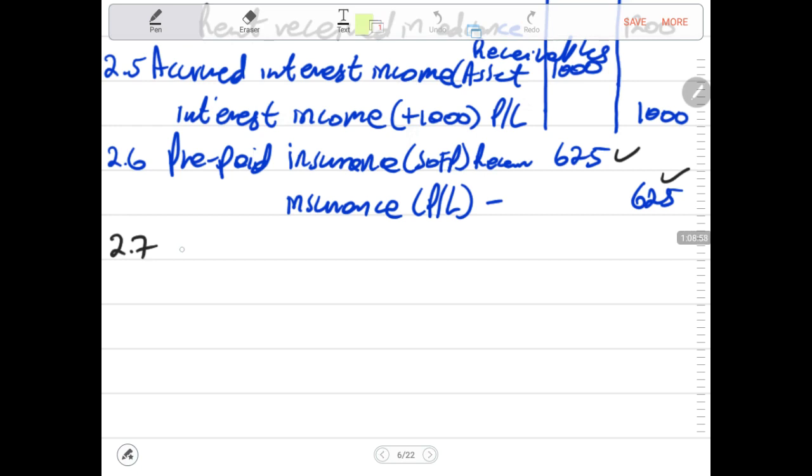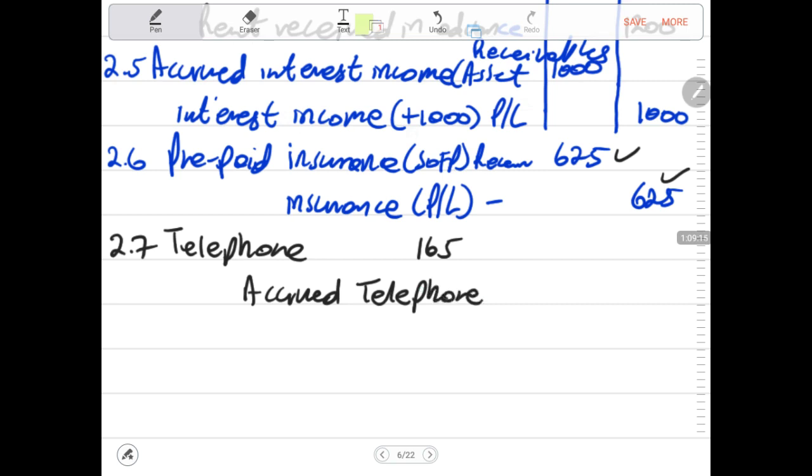We debit our telephone, and our telephone is 165 rand. We credit our accrued telephone of 165 rand. The entry on the debit side goes to the statement of profit and loss. The credit is in the statement of financial position under trade and other payables, and it's a liability. This is an expense, and it's increasing expenses, and this is increasing the liabilities, plus to both of them.